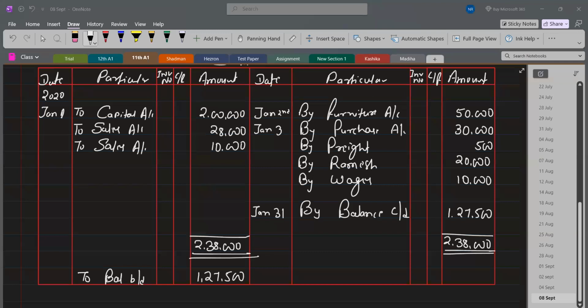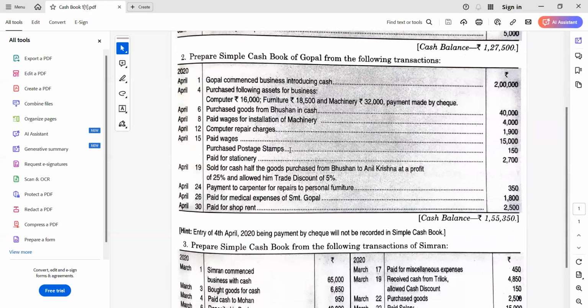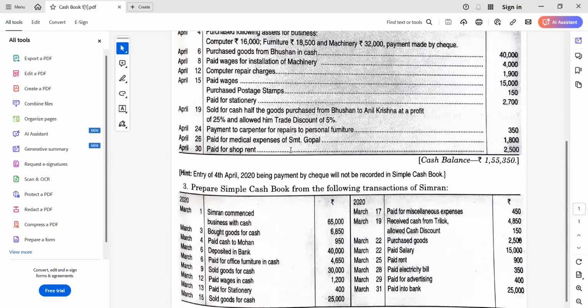Okay, so now I will share this PDF here in which question number 2 and 3 are given. So you have to prepare single column cash book. Okay. Is there any doubt you have?